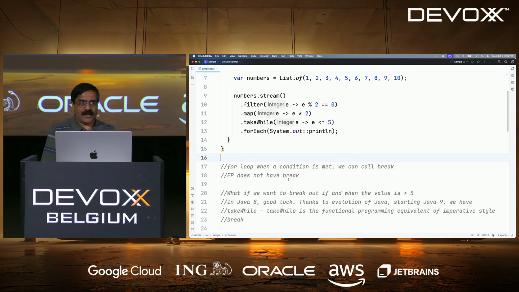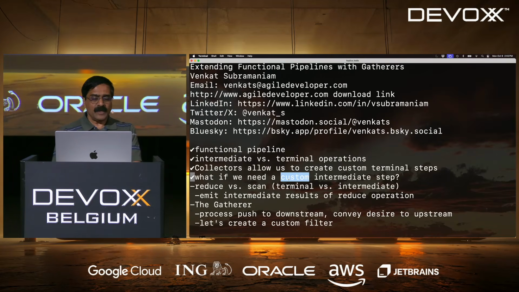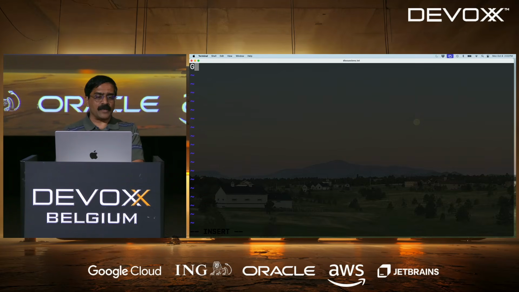Wouldn't it be nice if we can add our own custom operations? Well, this is a feature that was implemented by Viktor Klang, and essentially the idea was to be able to add your own custom intermediate operations. That basically is the whole idea of Gatherer. So what is a Gatherer? Let's talk about it.